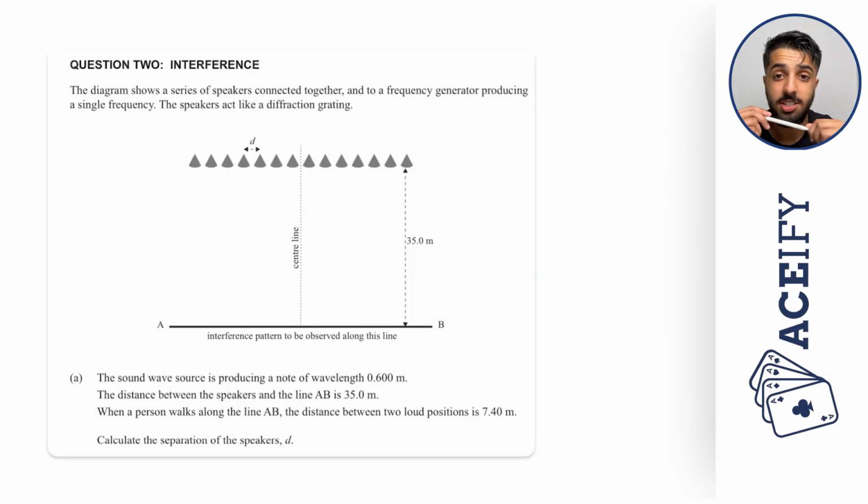The diagram shows a series of speakers connected together to a frequency generator producing a single frequency. The speakers act like a diffraction grating. The sound wave source is producing a note of wavelength 0.6 meters. The distance between the speakers and line AB is 35 meters. When a person walks along the line AB, the distance between two loud positions is 7.4 meters. Calculate the separation of the speakers, which is our d.